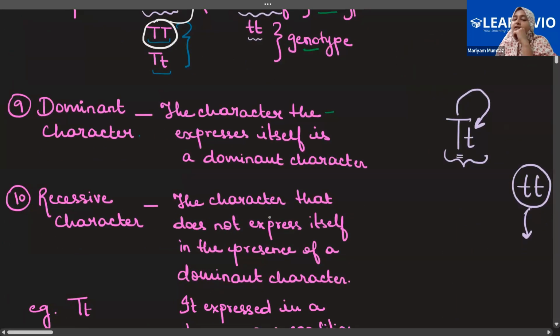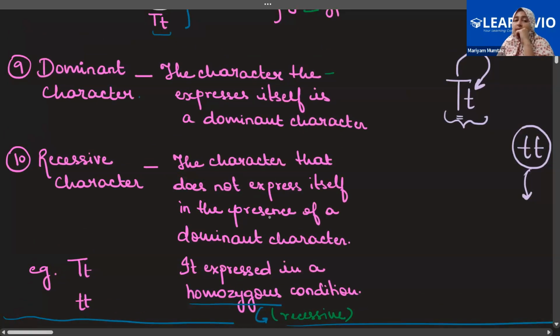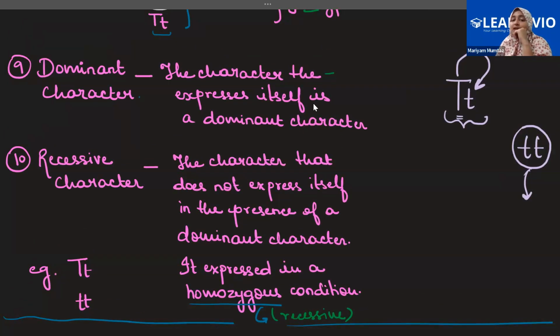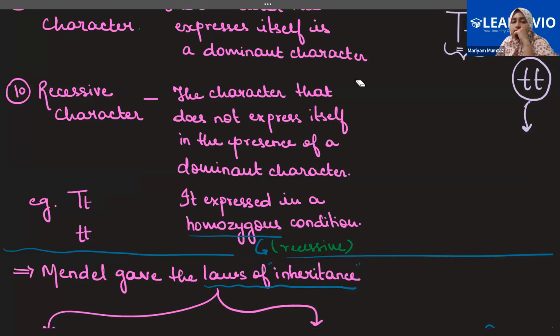Now, we are talking continuously about dominant and recessive. Dominant character is that character that will express itself always. So the character expressing itself is a dominant character, and the recessive character is the character that will not express itself when a dominant character is present. For example, if capital T, small t is present, do you think the plant will be tall or dwarf? Tall. Yes, it will be tall, because this dominant trait will mask the recessive trait.